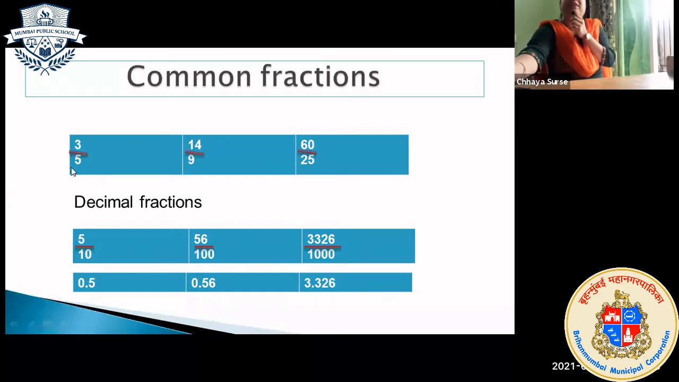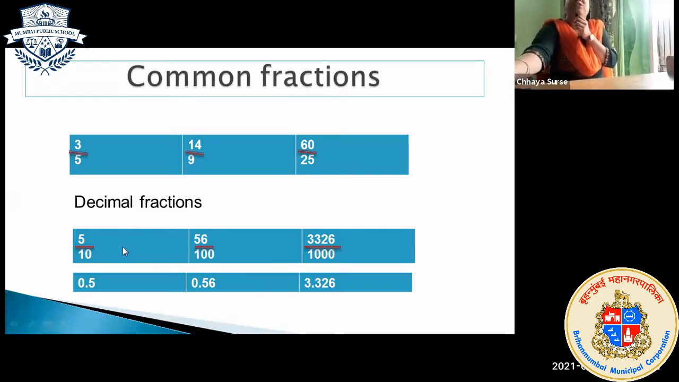And in a common fraction, there is no power of 10. But you can convert a common fraction into a decimal fraction also. Now these are the common fractions: 3 upon 5, 14 upon 9, 60 upon 25. You can convert these into decimal fractions also. But the decimal fraction is known as those having a power of 10. Okay, understood?